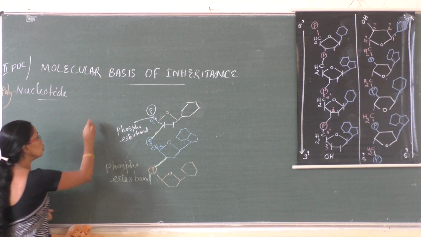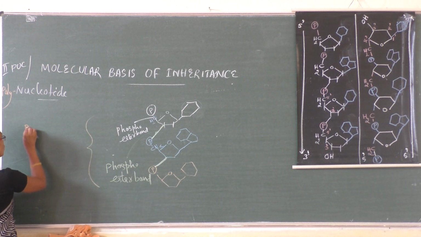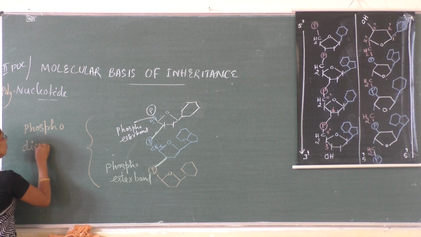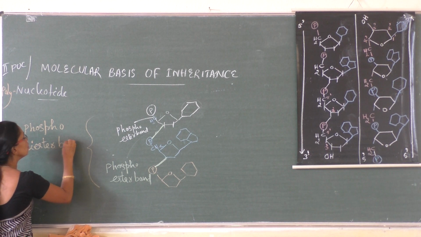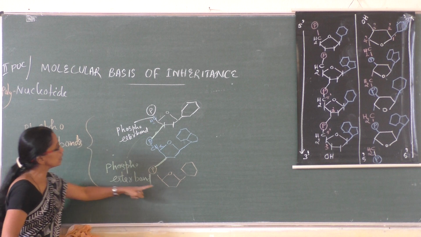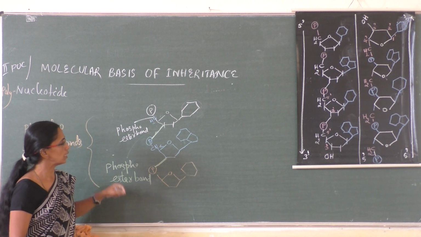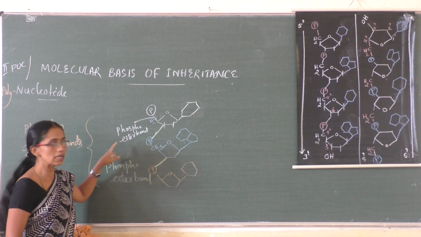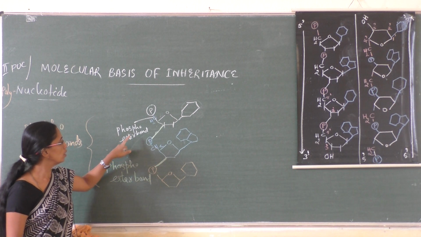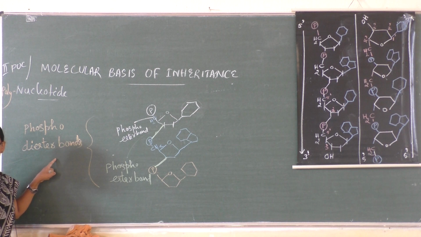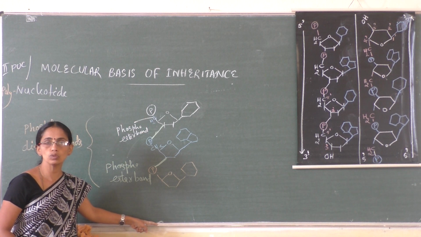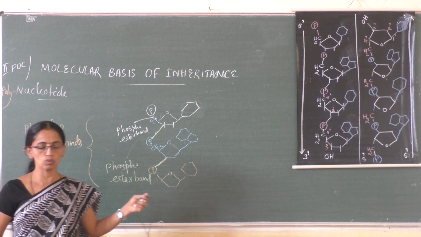That means these two together are called phosphodiester bonds. So again, here one more phosphodiester bond comes. Like that, nucleotides are held together by phosphodiester bonds to form a polynucleotide chain.